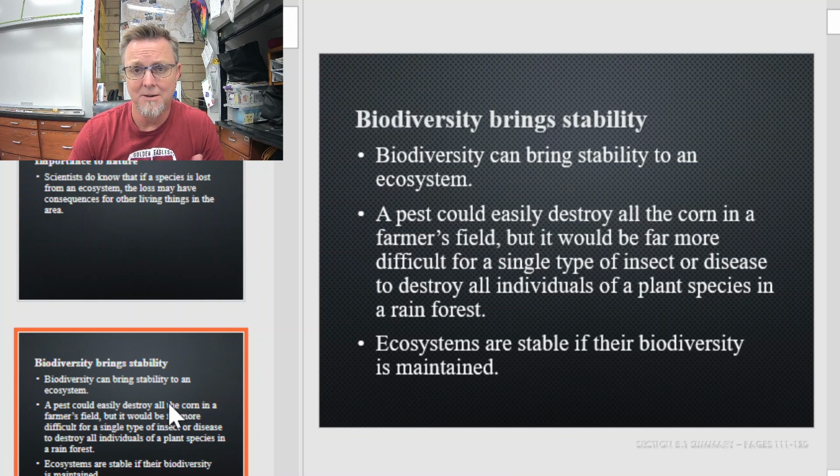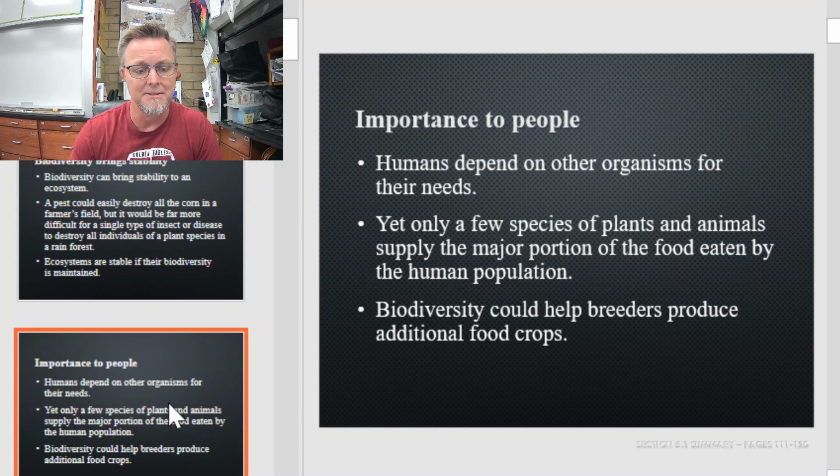Biodiversity, as I said a while ago, can bring stability to an ecosystem. A pest could easily destroy all the corn in a farmer's field, but it would be far more difficult for a single type of insect or disease to destroy all the individuals of a plant species in a rainforest. Diversity is huge. Ecosystems are stable if their biodiversity is maintained.